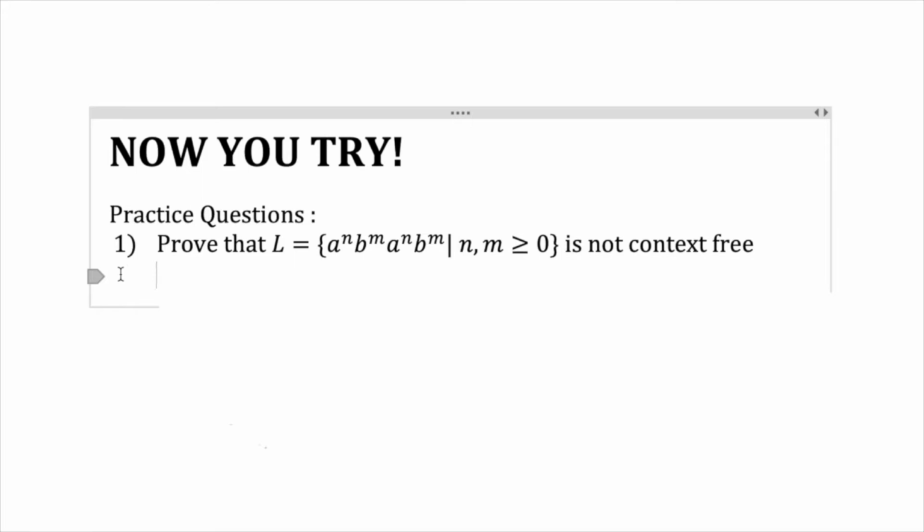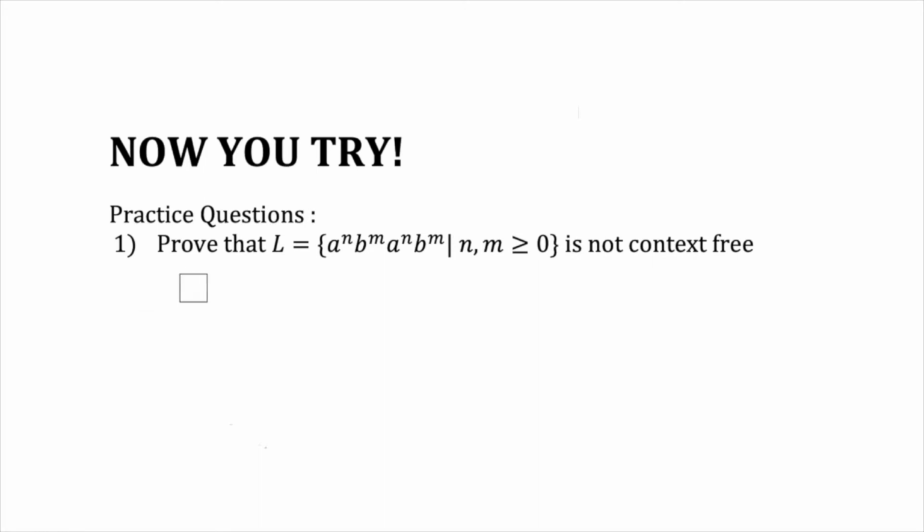So let's get started. The first language here is a language consisting of a block of A's of length n, m number of B's, followed by the same sized block of A's and B's again. The only condition here is that n and m can be any value. N can be greater than m, m can be greater than n. They can be of the same length, but they have to be values that are greater than or equal to 0. So they just have to be a natural number.